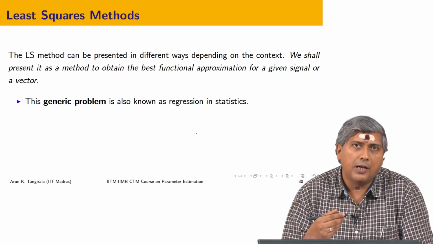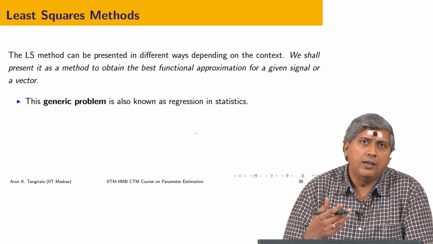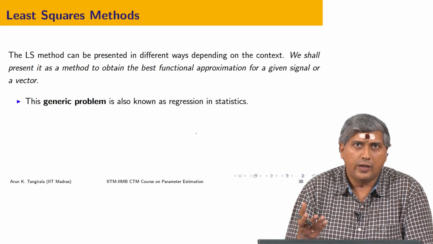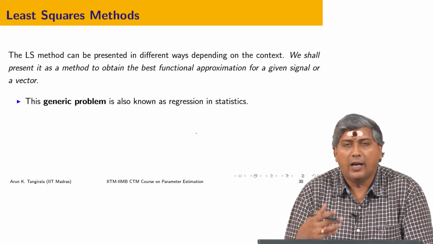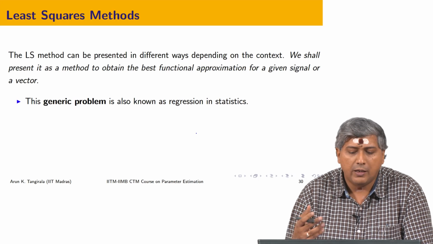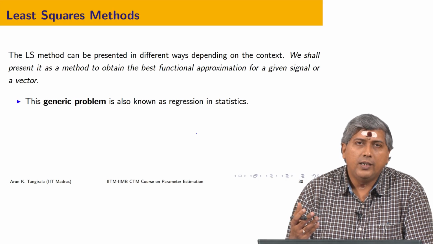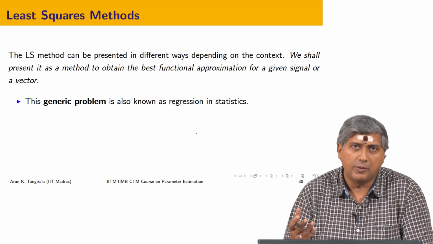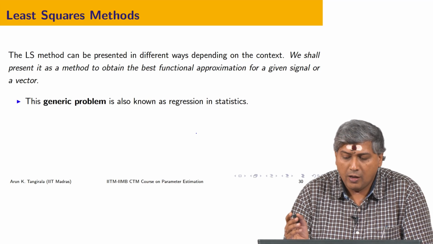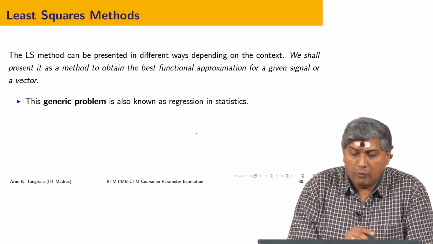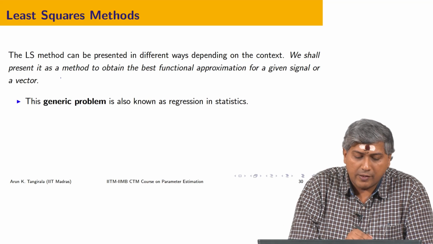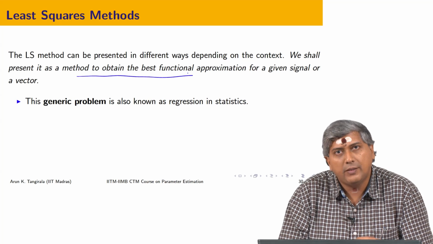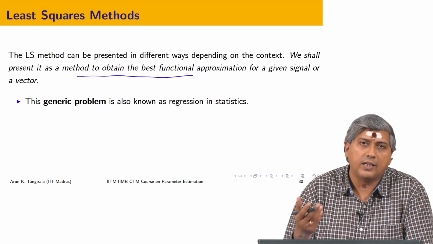In statistics, typically the statements begin by treating the variables for which you are fitting a model as random variables, but we do not have to do that. It is easy to take the functional approximation route, or you can say approximation of a vector and so on. So, what we shall do is present the least squares method as one that gets the best functional approximation for a given signal or a vector.